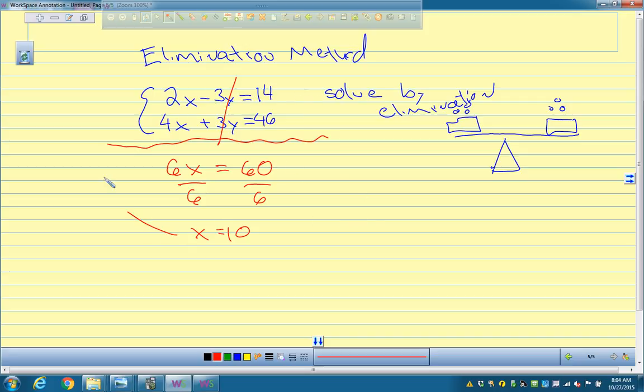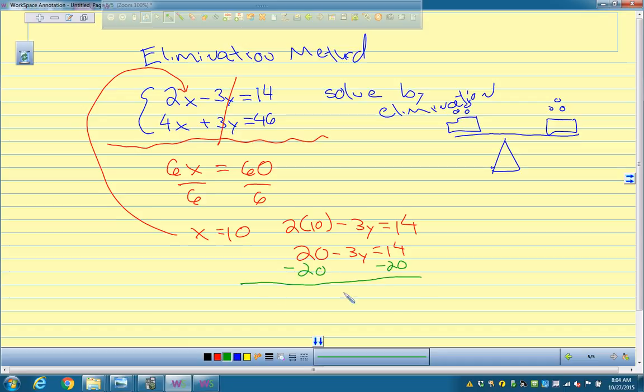So I'm going to take 10, plug it in here, and I get 2 times 10 minus 3y equals 14. 20 minus 3y equals 14. Subtract 20 from both sides. I get negative 3y equals negative 6. Divide by negative 3. Am I going too fast? I get y equals 2. So where these two equations cross, if I were to graph them, would be at (10, 2).